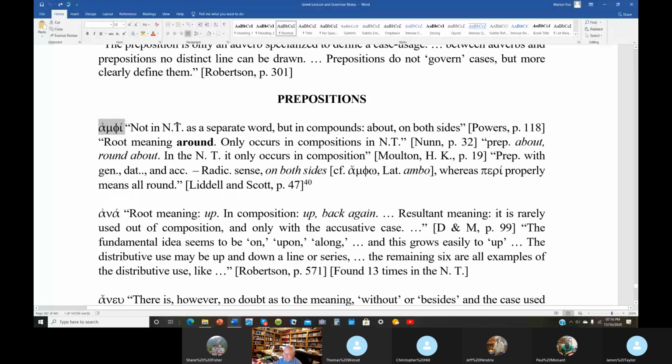So there are 2 kinds of prepositions. There are some that are only attached to words. They're not separate, never are separate. And there are some that are separate and then also attached. Any questions? You can get them both.